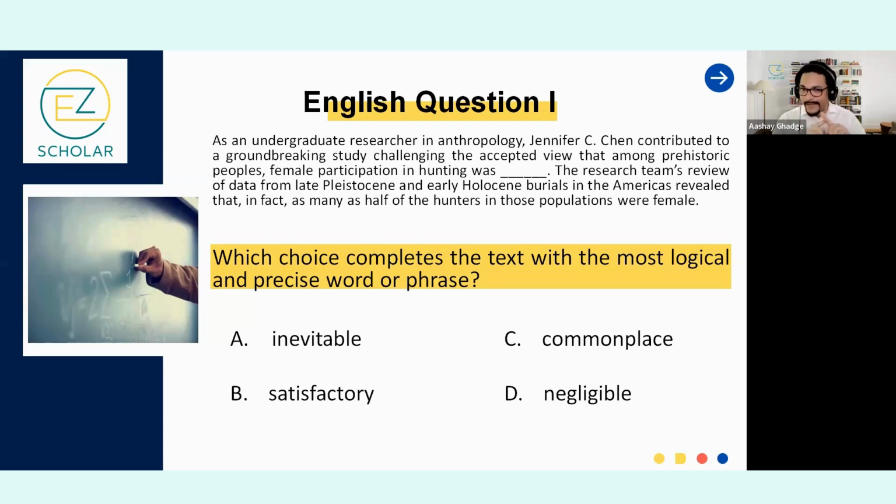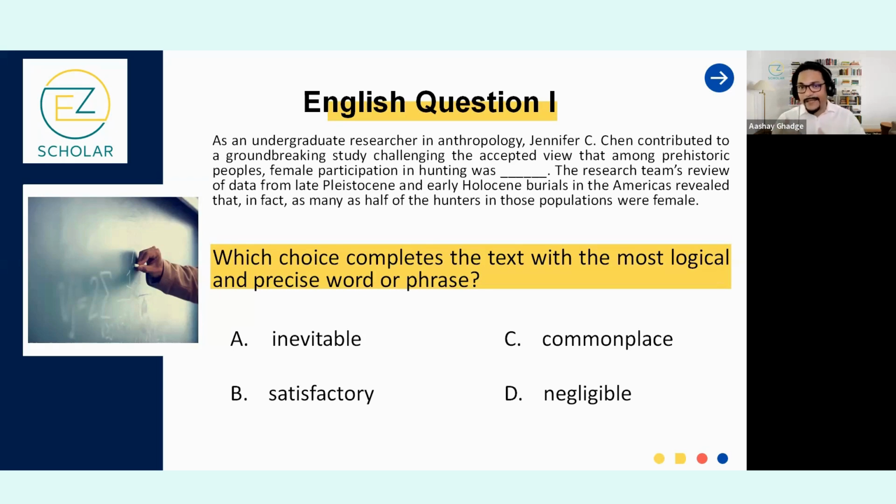So first, and a very important strategy for all the English questions, you should always read the text first and then go into the choices. Never start the English questions by reading the choices first. This will mess up your mind and you'll never be able to think straight, right? So if you look at the text here, they're talking about how this particular researcher is challenging the accepted view. So there is an accepted view and this person is challenging it.